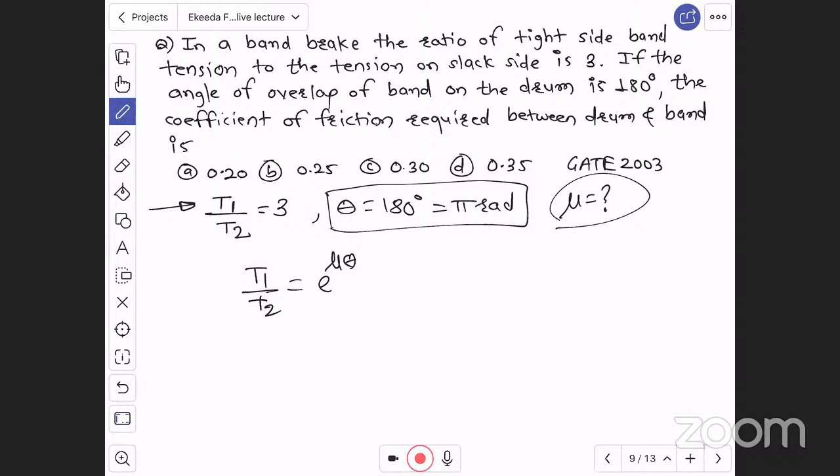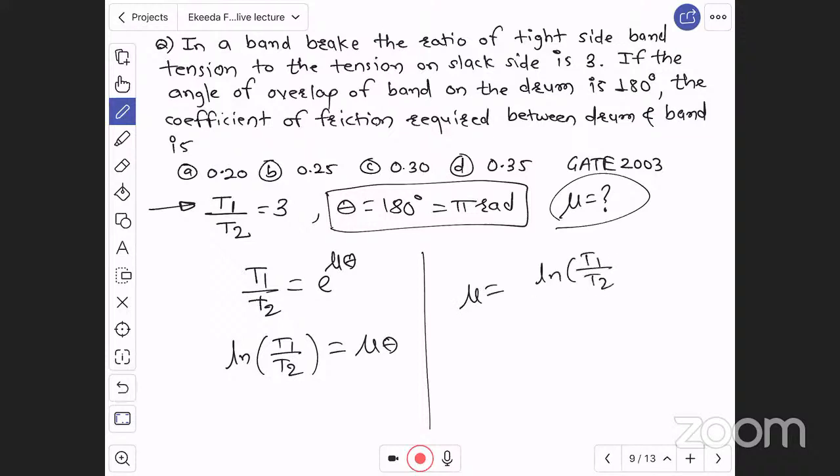Now consider the exponential function. Now consider the logarithmic function. Consider ln on both sides. Therefore ln of T1 divided by T2 is equal to mu theta. Therefore from this, can I write coefficient of friction is equal to ln of T1 divided by T2, divided by theta. Put the values. Therefore coefficient of friction is equal to ln of tight side tension divided by loose side tension, which is given as 3. ln of 3 divided by theta, and theta is pi. Now you have a calculator. Put all the values in your calculator and comment me your answer.